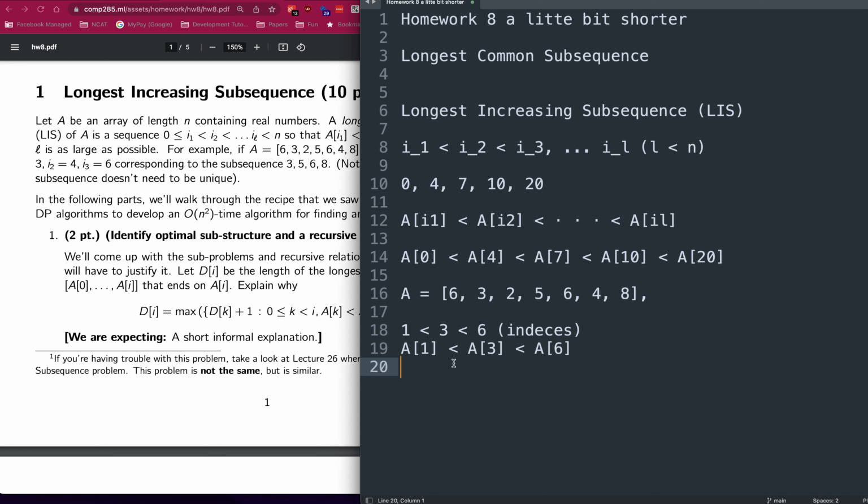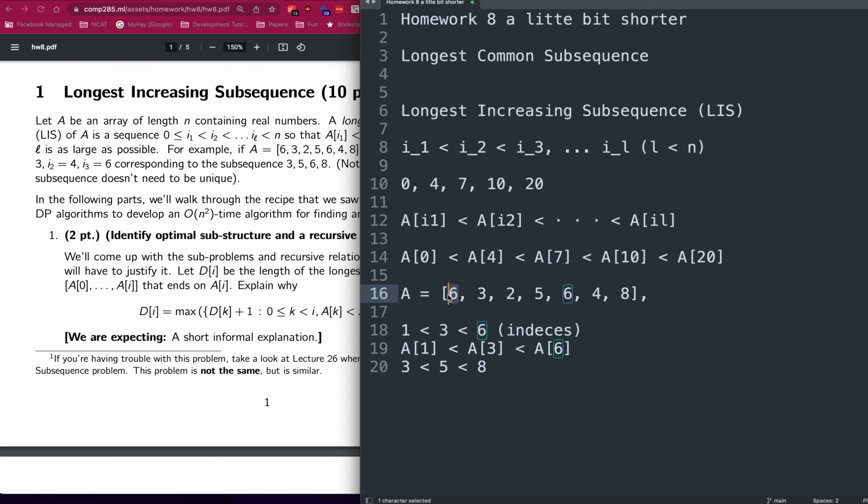If you look at A[1], that's 3. You look at A[3], that's 5. And then you look at A[6] and that's 8. So you have 3, 5, 8, which is increasing. And the claim is that this is the longest one you can have that has all these properties.